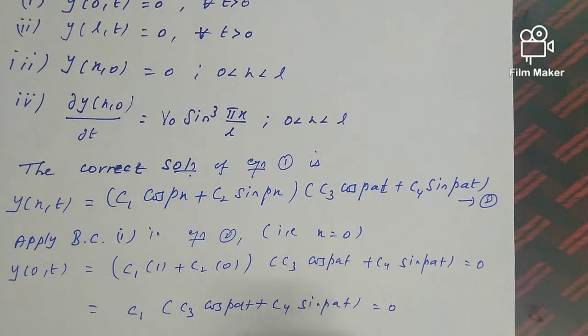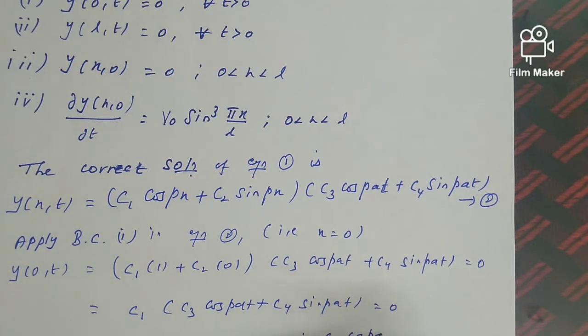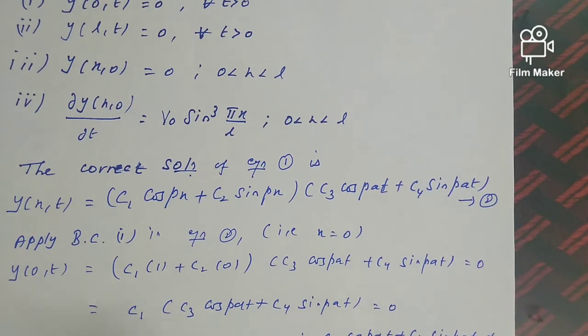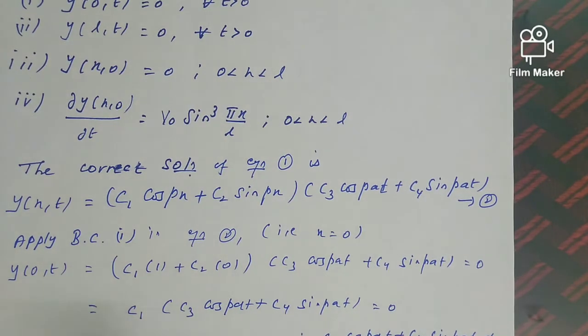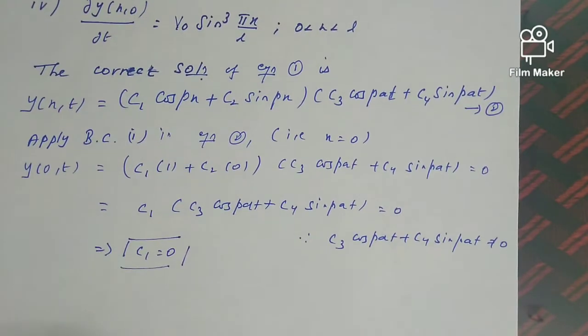We know that already we have discussed in our type 1. We know very well that C3 cos pat plus C4 sin pat is not equal to 0, right? So from this what is our conclusion? This is not equal to 0 means obviously C1 equal to 0. So now after applying the boundary condition 1, we got C1 equal to 0.